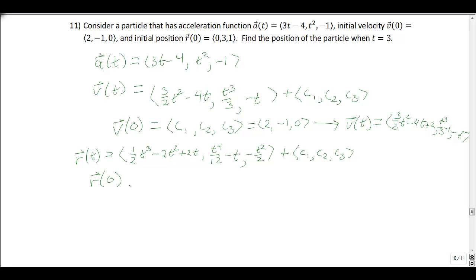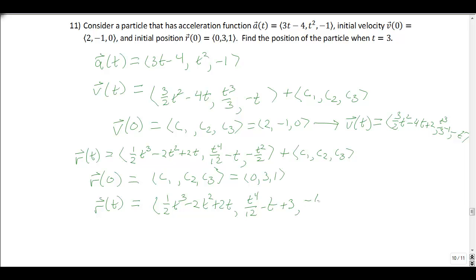Then what I can do is do r of 0 is 0, 3, 1, but that's also, again, if I plug in 0 for t, this whole vector is 0. It should just be C1, C2, C3. So I get 0, 3, 1. And so my r of t really should be 1/2 t cubed minus 2t squared plus 2t plus the c1, which is 0. And you get t to the 4th over 12 minus t plus c2, which is 3. And then negative t squared over 2 plus c3, which is 1. So that's our position function, and now what we want really is just r of 3.